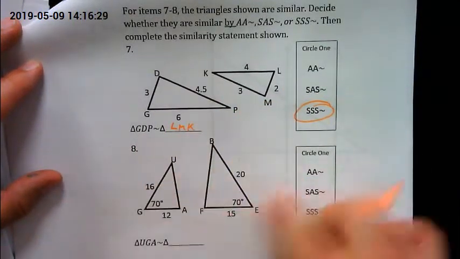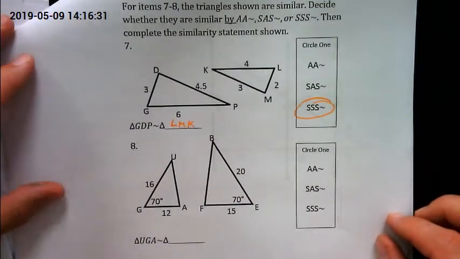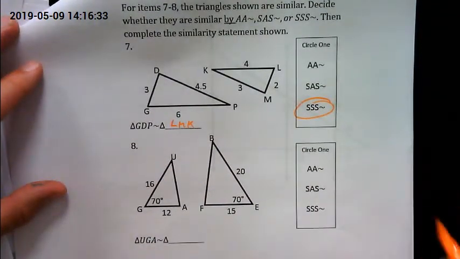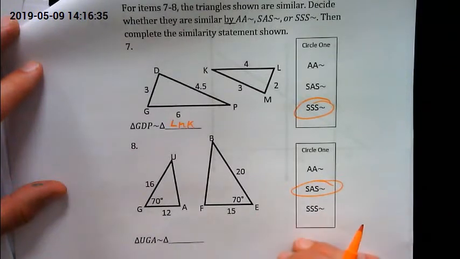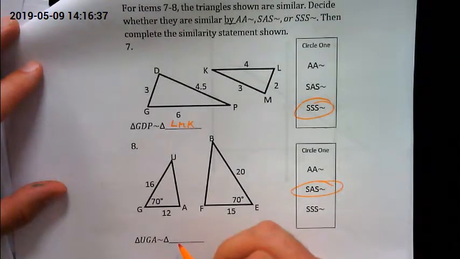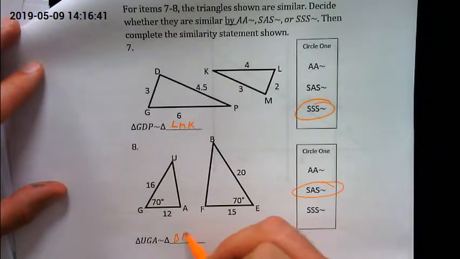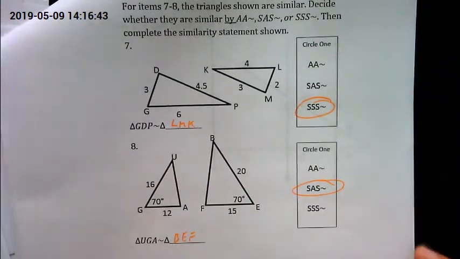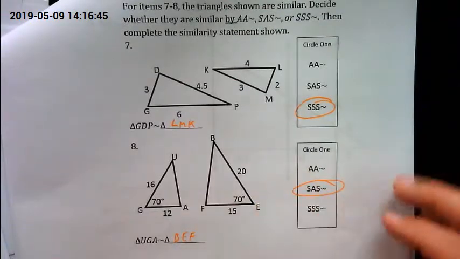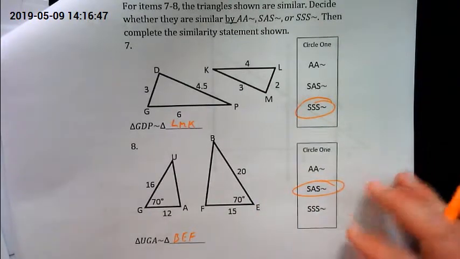All right, what about this one? Which one's correct? That's side angle side. And what's the correct matchup there? B, E, F. Yeah. Good. Again, you have to make sure you go in that same corresponding order.